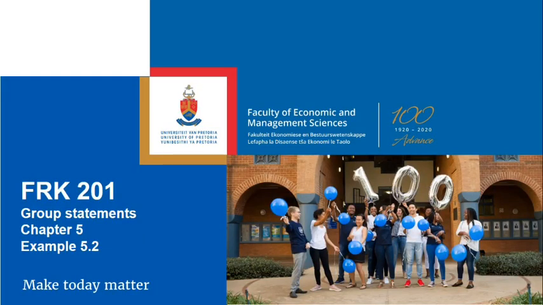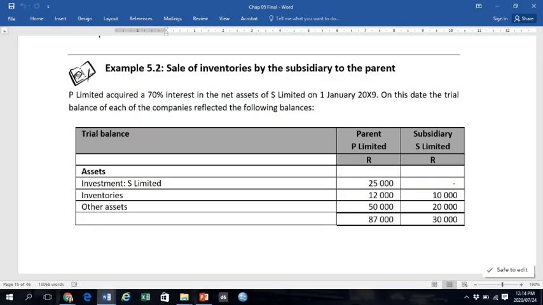Group Statements, Chapter 5, Example 5.2. Example 5.2 looks at the scenario where there's the intra-group sale of inventories by the subsidiary to the parent.